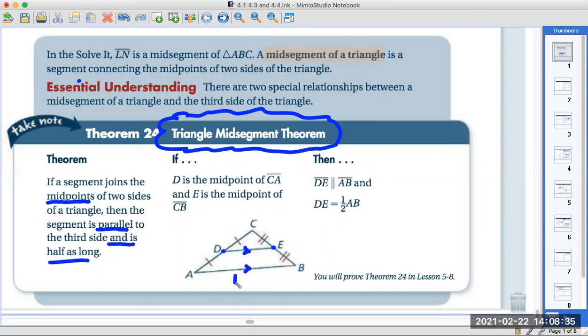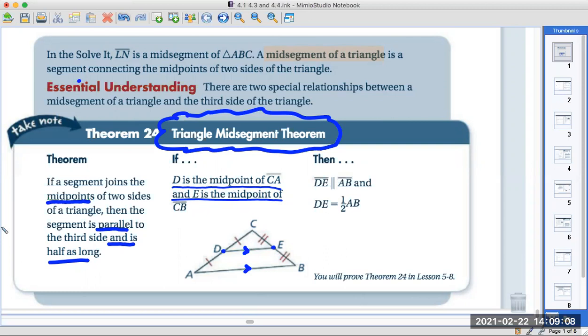So for example, if this side is 10, this side would be 5. That's the relationship, right? Half as long, or twice as long. If you look at AB, that's twice as long as DE. So that's important, so let's underline that. If D is the midpoint of CA and E is the midpoint of CB, then DE and AB are parallel, and DE is half of AB.